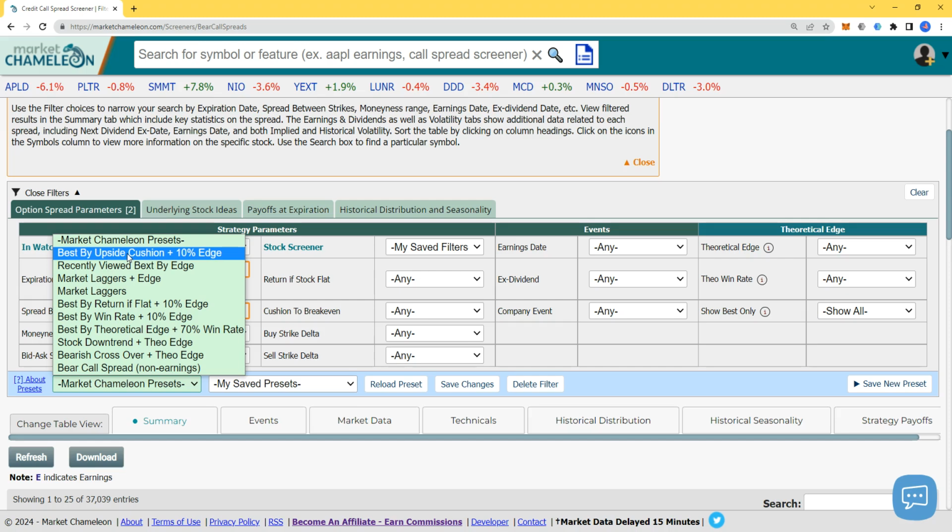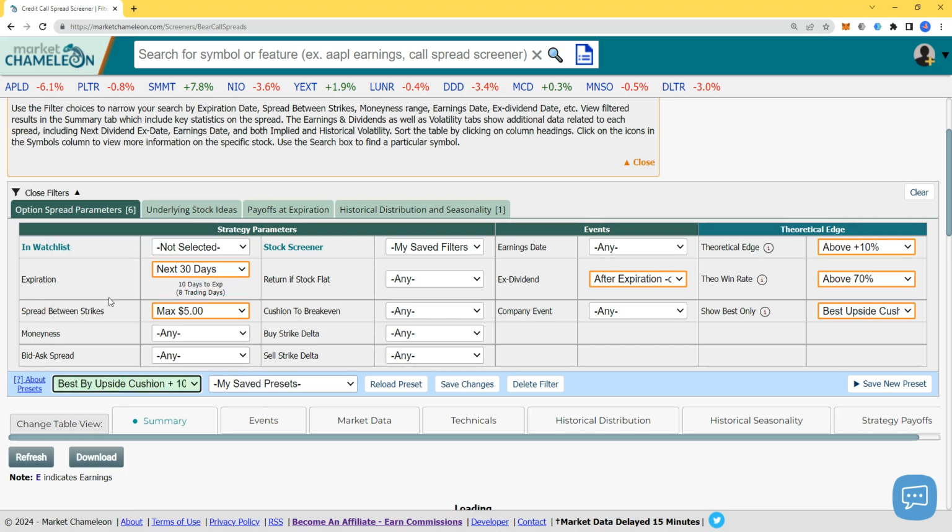But best by upside cushion plus 10% edge means that you are collecting more income based on history. So for example, you collect $100 income, but based on history you should have collected, I don't know, $90, something like that. So we're gonna click here on the first one, best by upside cushion plus 10% edge. The upside cushion means that the stock can go a lot higher and you still make money from selling the call spread. So I clicked on best by upside cushion plus 10% edge.